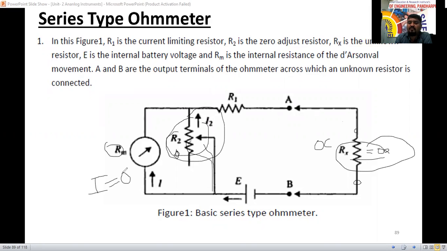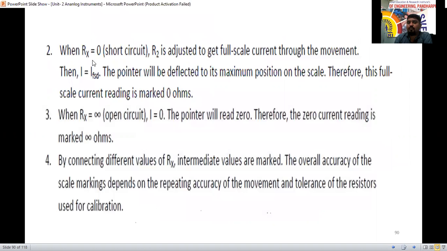If this meter reads maximum, then the unknown resistance is 0. If this meter reads minimum or 0, then the unknown resistance is maximum. The same thing we have written here. When Rx equals 0, we are going to call that a short circuit.